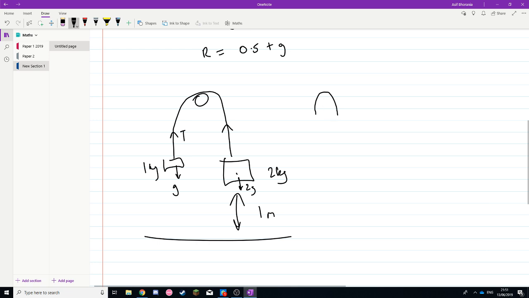Now you can consider F equals ma along the line of the pulley. There's not a specific direction, but along the line of the pulley. If you consider every force, you have 2g minus T plus T minus g. This tension is going in one direction and the other tension in the other direction, so they cancel out and you can ignore them. That equals the total mass of the system, 2 kilograms plus 1 kilogram, 3, times acceleration. So 2g minus g, so g over 3 is equal to the acceleration of this object.